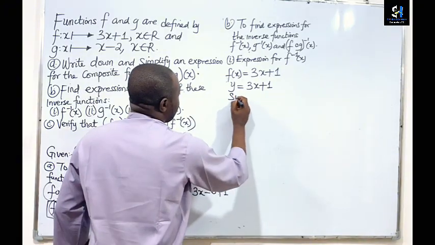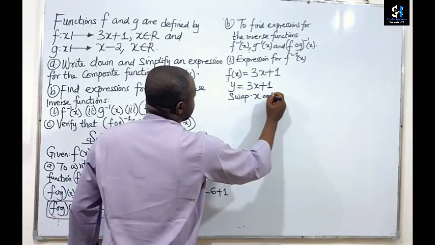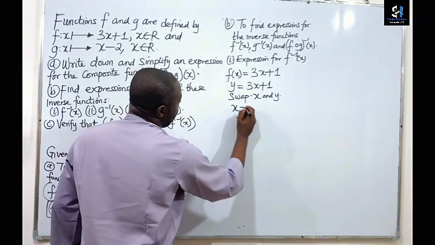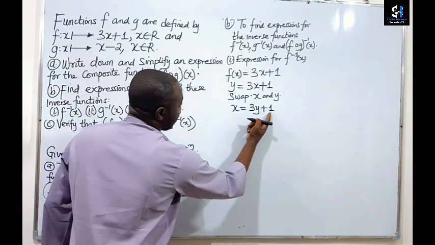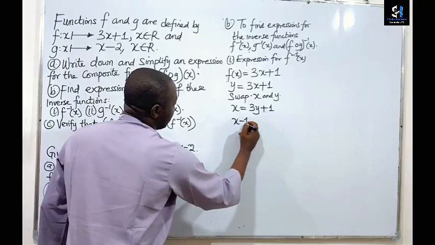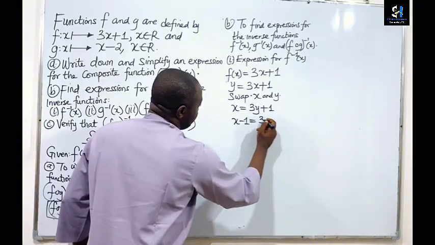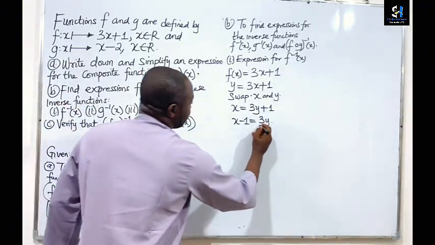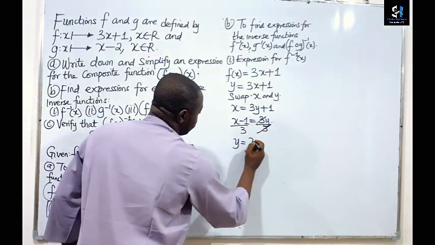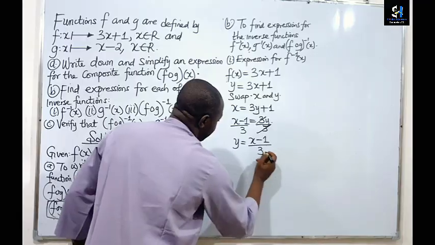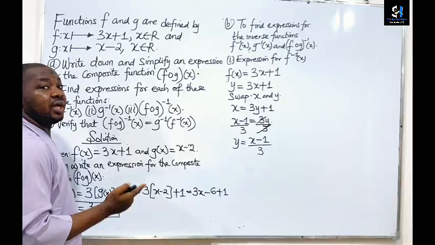Now I can swap x and y, so that this will be x equals 3y plus 1. Now I'm going to carry this 1 over to the left hand side, so that on the left hand side we have x minus 1 equals 3y. So dividing both sides by 3, y will be equal to x minus 1 over 3.